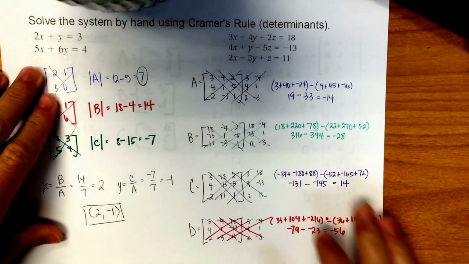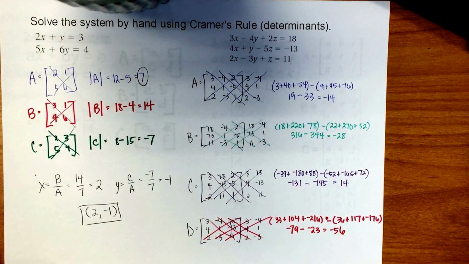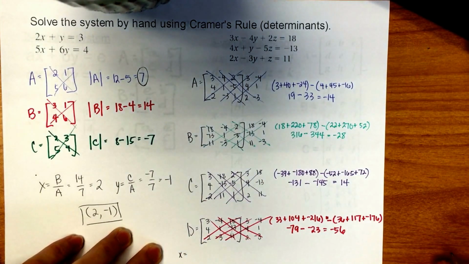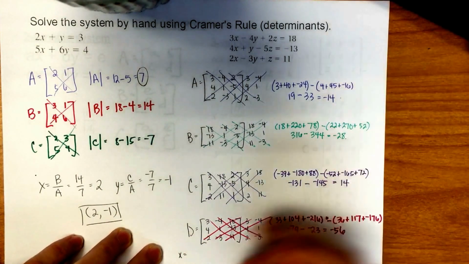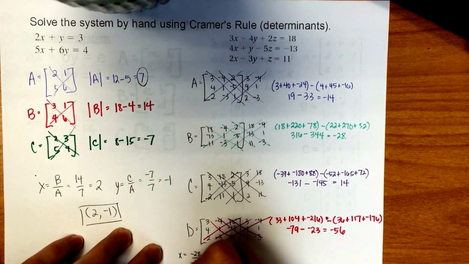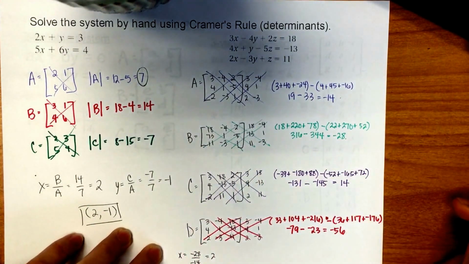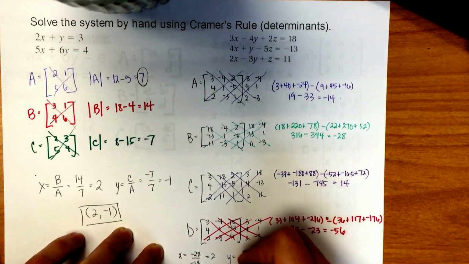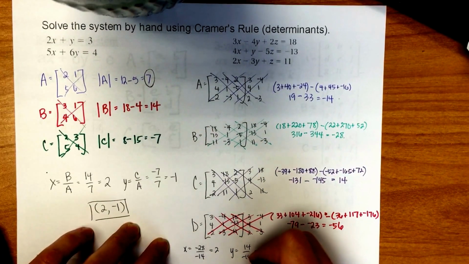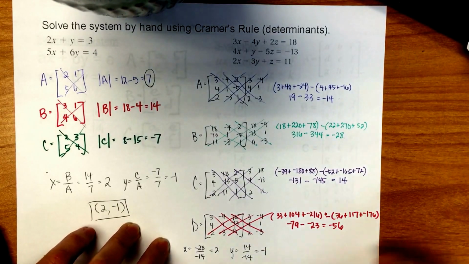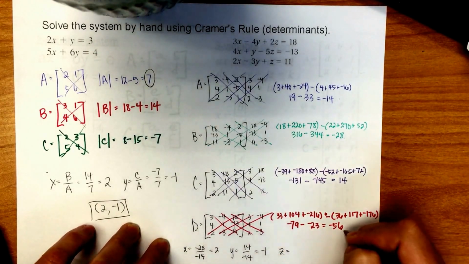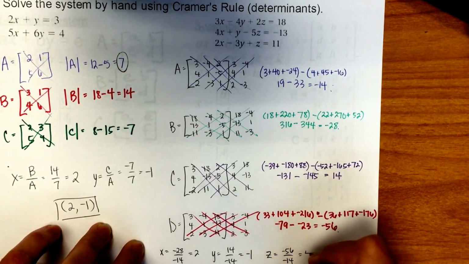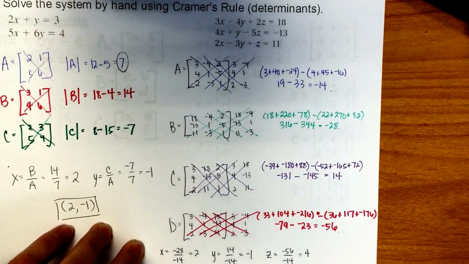Now, once I've found all of those determinant values, what do I do with them? In order to find x, you're going to do b divided by a. There's b, there's a. Negative 28 over negative 14, my x value is 2. To find y, c over a. 14 over negative 14 gives me negative 1. To find z, d over a. Negative 56 over negative 14 gives me a z value of 4.